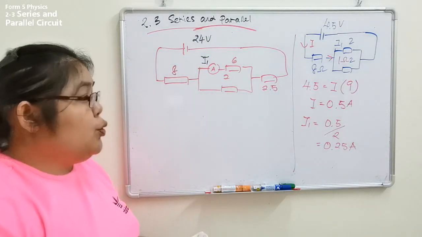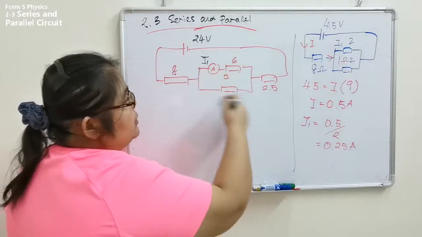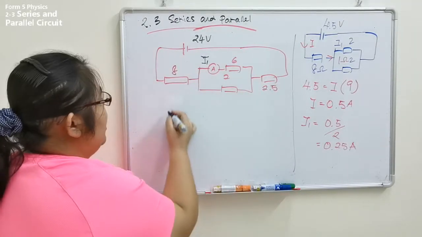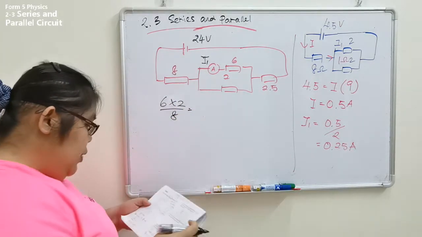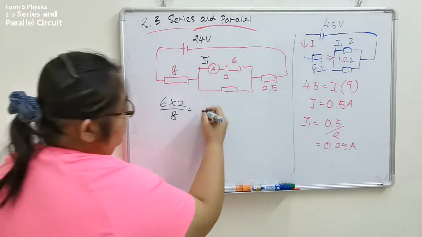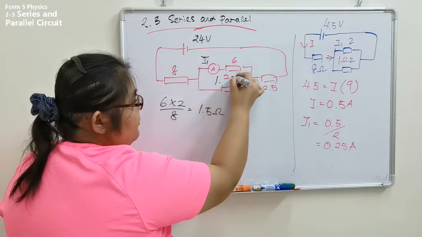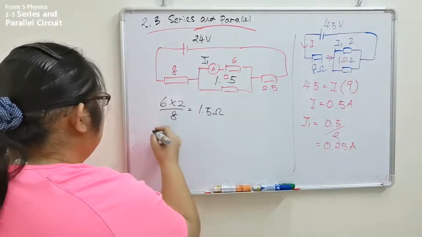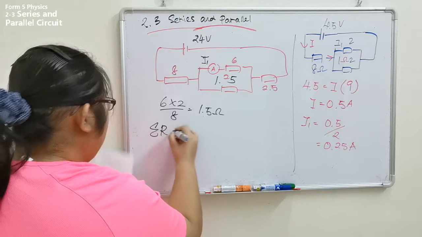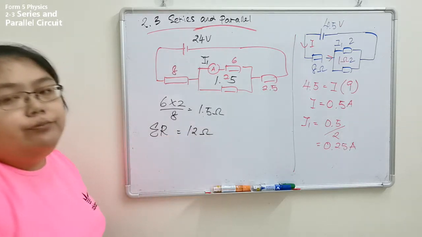So we need to find what's the total I. This one we solve it. For the parallel part, I want to cancel, it will become 6 times 2 divided by 8. So I find the resistance becomes 1.5. This part will become 1.5. Then all become series, I add together. Total resistance now is how many? Total resistance now is 12 ohm.